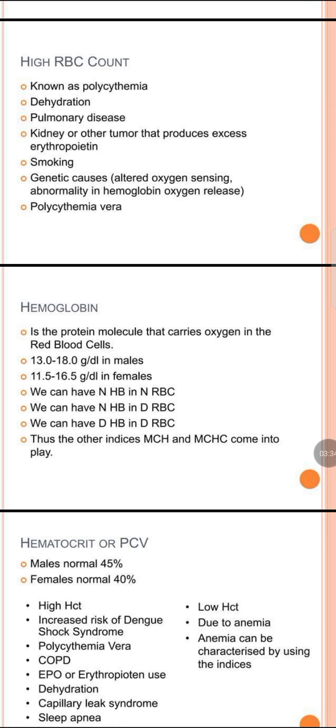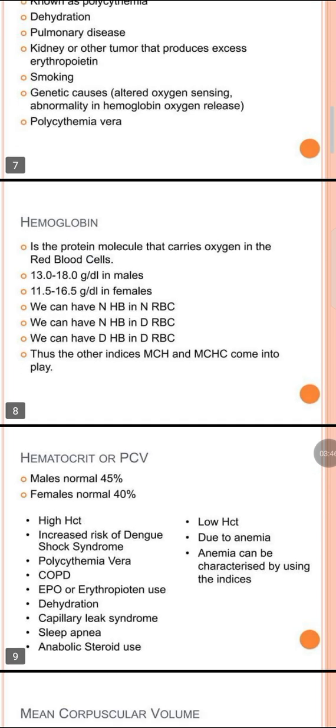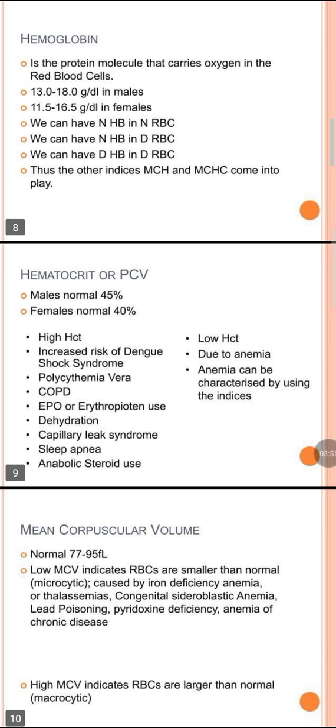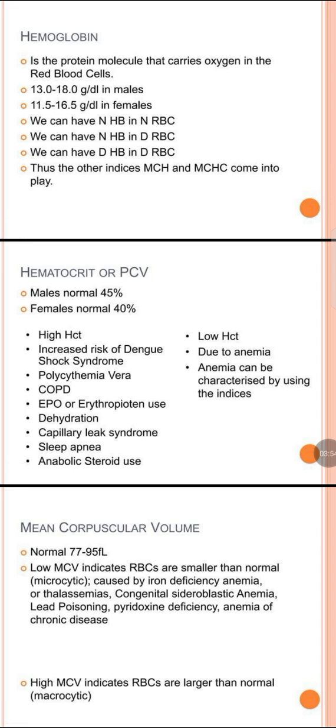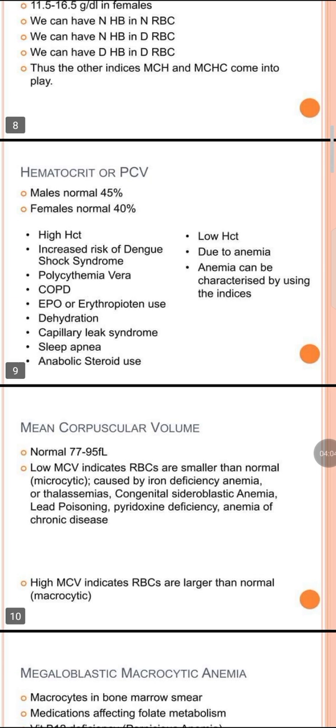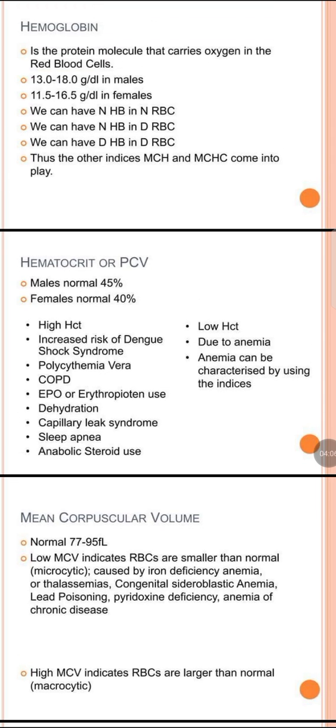So in which conditions do we have a high red blood cell count? In polycythemia, an increase in the red blood cells. We can have it in dehydration, pulmonary diseases, and polycythemia vera. Now hemoglobin: it is the protein molecule that carries the oxygen in the red blood cell. When you look at the red blood cell, there is hemoglobin, and oxygen is attached there. In conditions where it's low, it is seen in anemia as well.